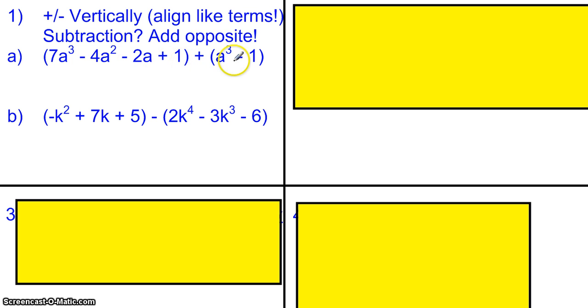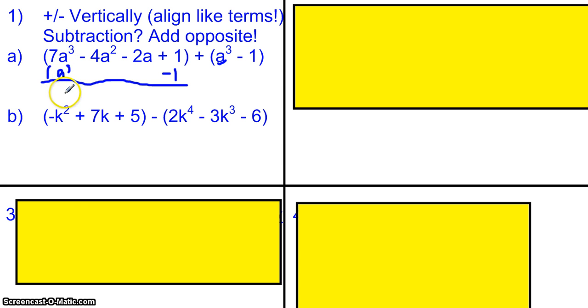And so I have how many a to the thirds right here? 1, right? So I'm going to add it under here, 1a to the third. And I'm going to bring this term over here, -1, underneath its like term here. So you could align all of these things. And this is much harder to work with than the smartboard. So there we go. And now we just combine the like terms.